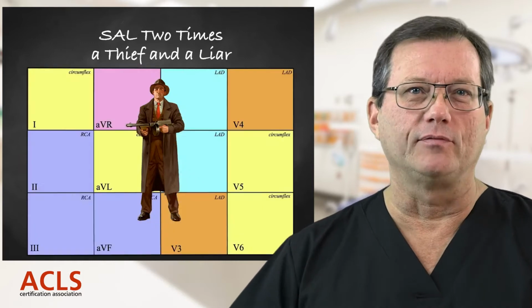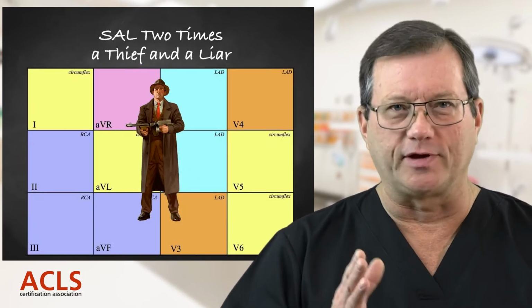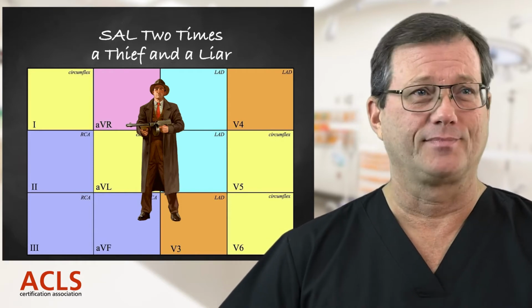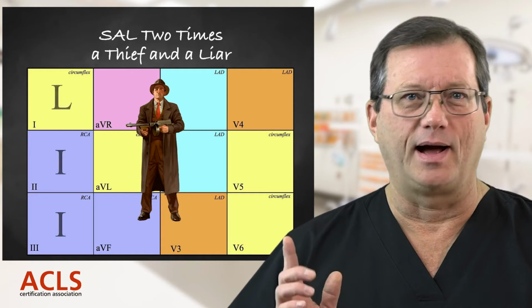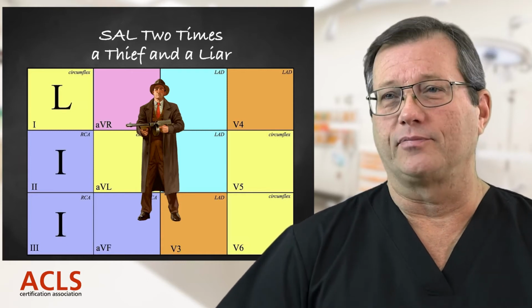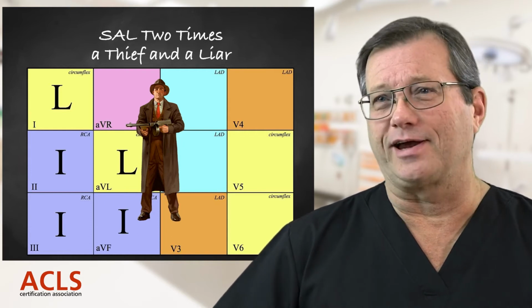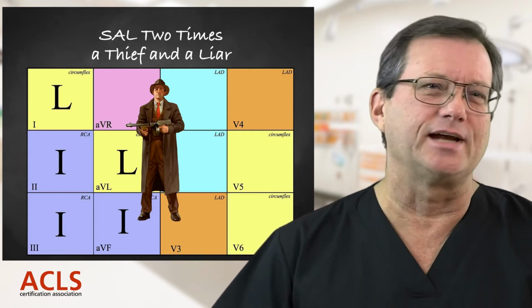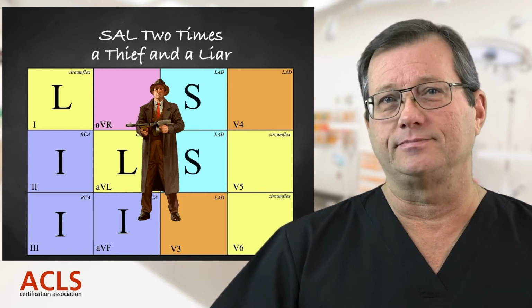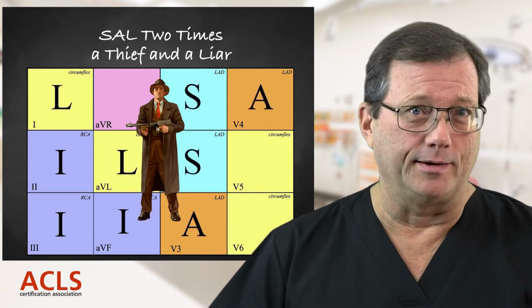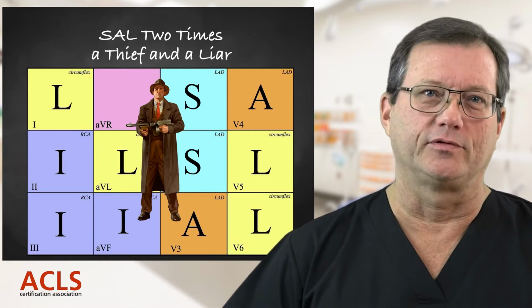Let's pop up a 12-lead here, and we're going to pop this information into our 12-lead, moving from the top left to right. Now, sometimes Sal will say a big lie, L-I-I. Sometimes Sal will tell a little lie, L-I. And if the cops arrest him and have him spell his name for the police report, remember he's going to say everything twice. S-S-A-A-L-L. And those are your contiguous leads.